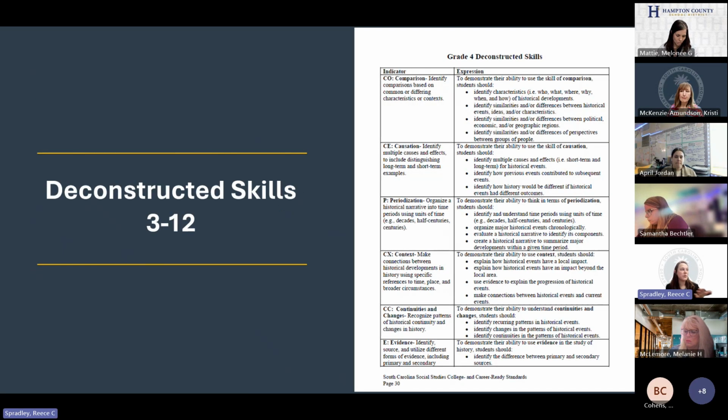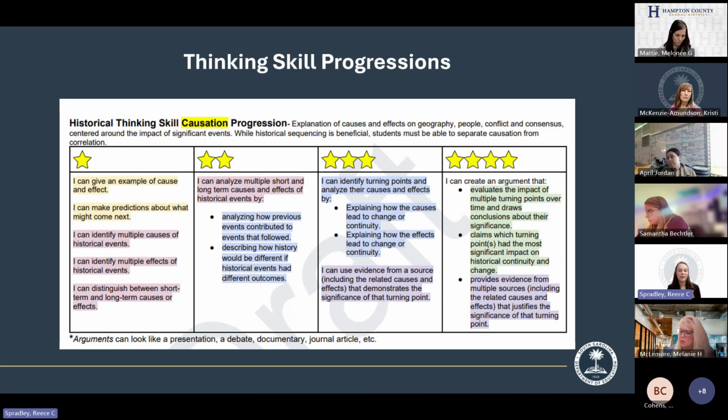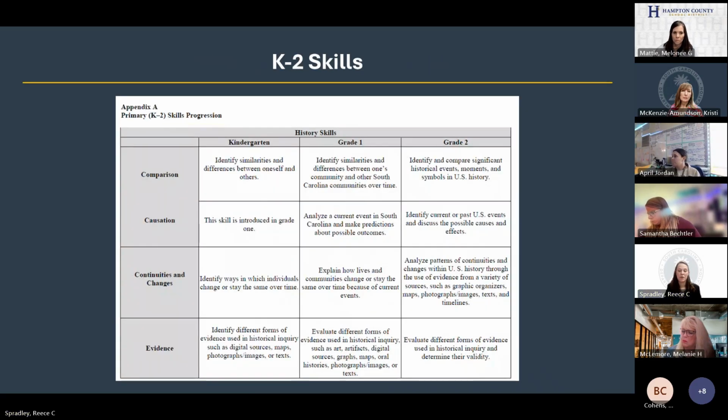Where you can find the skills, we've already kind of talked about. Y'all saw the deconstructed skills, I believe, when y'all looked through the standards document. So we have that in 3 through 12. And then again, that skills progression document that we talked about earlier. And then you had K2 there at the end.